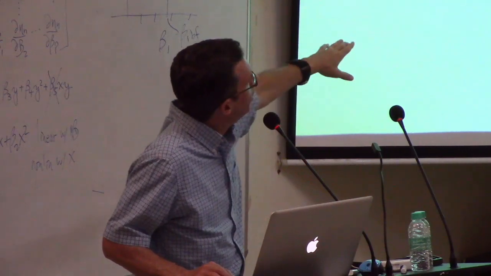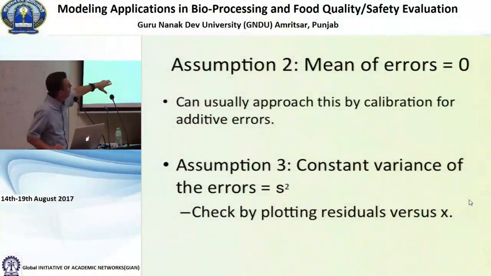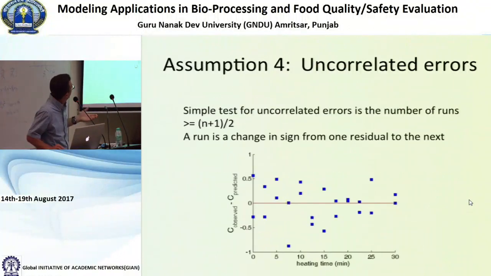And then 3, constant variance of errors. You can plot your residuals versus x, and you can check the variance. Assumption 4 is uncorrelated errors. I'll show you what that means. This means the errors should be random like this. Random means jumping back and forth across the 0 line.